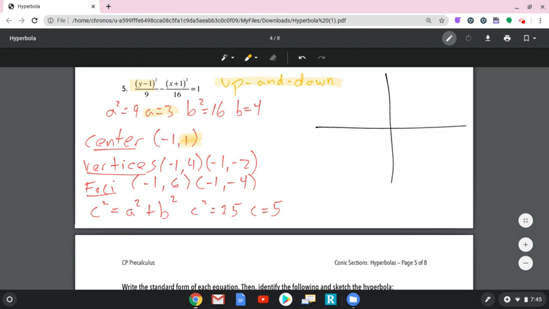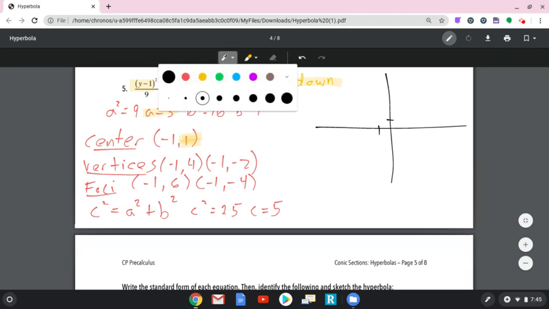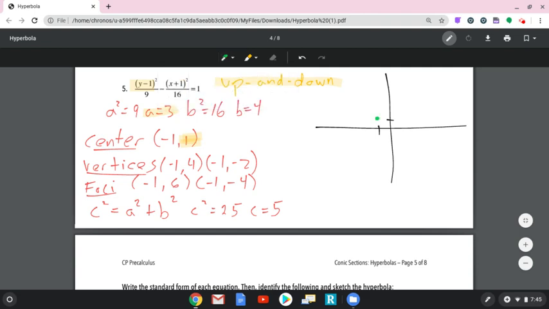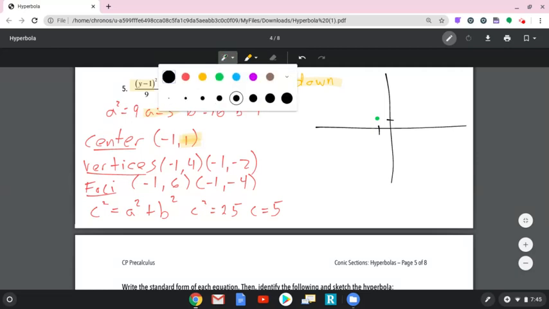So now we're going to think about the graph and the box. Again, the first thing I like to do is my center. I have negative 1, 1. That is my center. So right here, I'm going to put a negative 1, 1. I'm going to count from there. Now, if we think of our box, I told you the box helps us identify the asymptotes. We can do our vertices first.